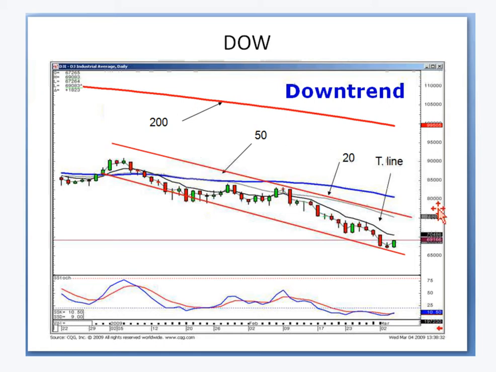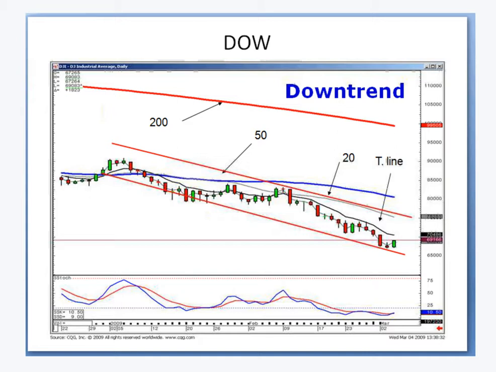And part of that's going to be amplified, or given better clarity, by which way your moving averages are moving. For those of you new in here right now, the 200 is the red, the blue is the 50, the gray here is the 20, and those are simple moving averages because that's what all the money managers around the world use. Then we have the T-line.